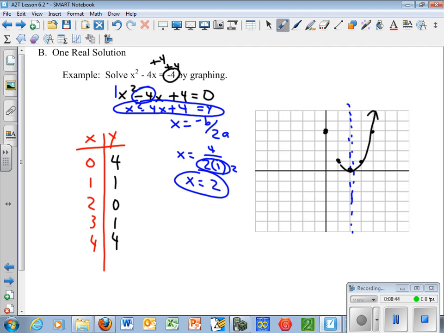Okay, so this one doesn't actually go through the x-axis in 2 places like the last one did. This one touches the x-axis in 1 place, which means 1 solution. Okay, the solution is an x value of 2, so it's x equals 2. So 2 is a solution to this quadratic equation.